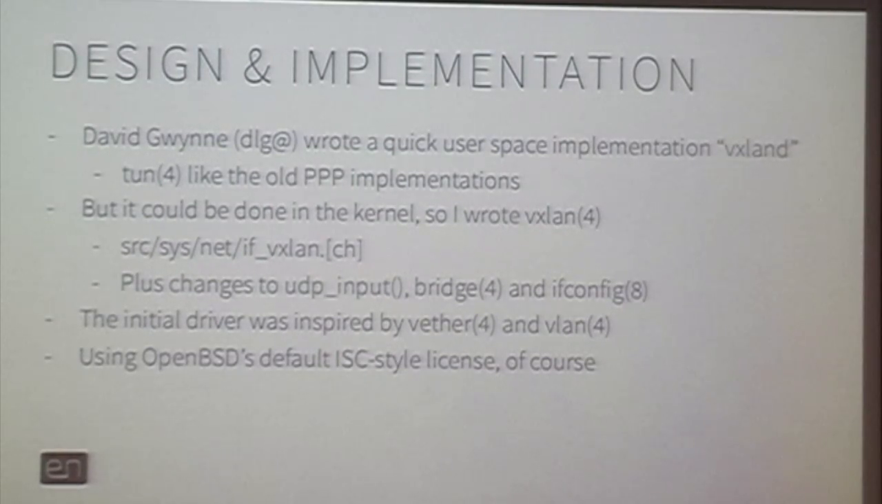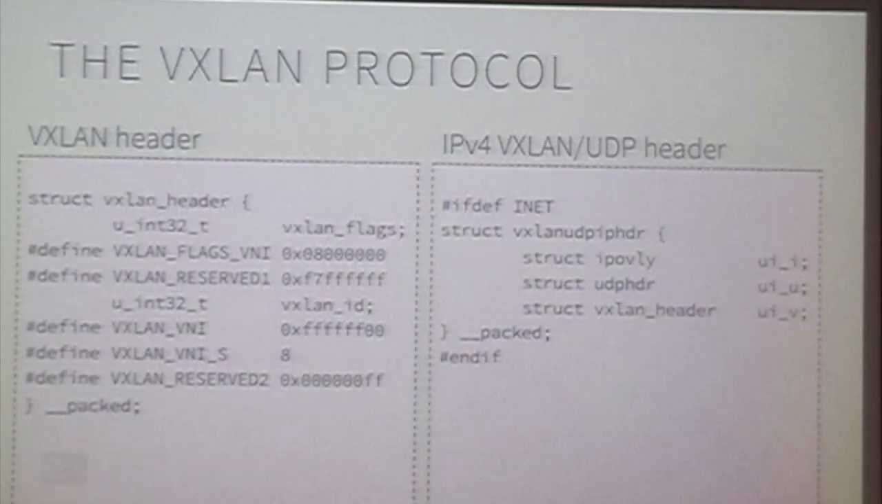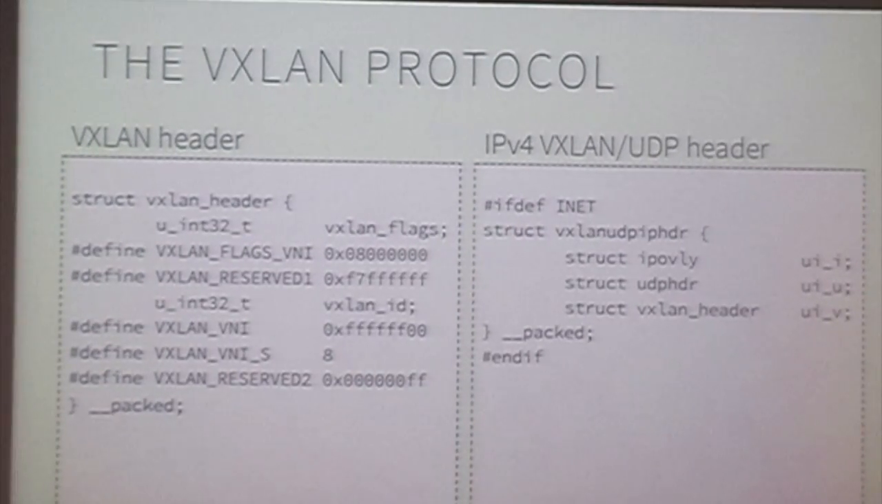The initial driver was inspired by vether, vlan, but also the gif and gre tunnels. It's an Ethernet interface, but also a tunnel interface. And of course, it's using the OpenBSD ISC style license. So the VXLAN protocol, as I said, is simple. All it needs is this 50-byte header, basically, and then some handling. The most complicated part is the endpoint discovery.